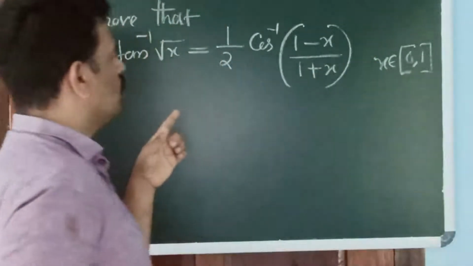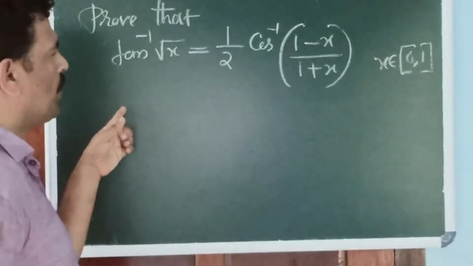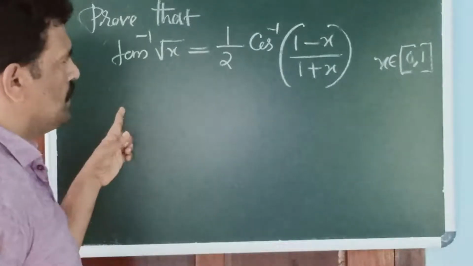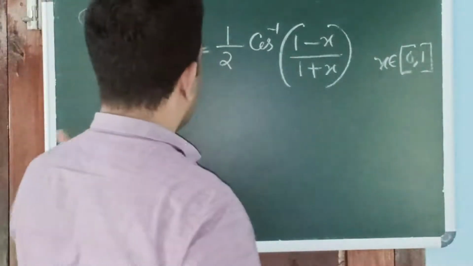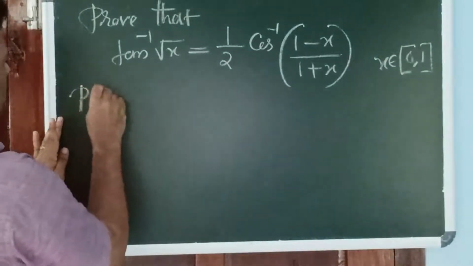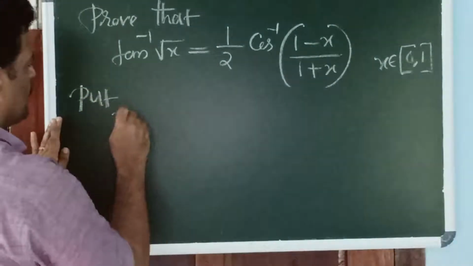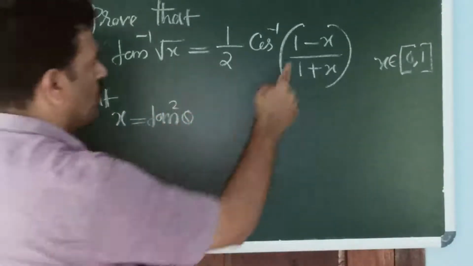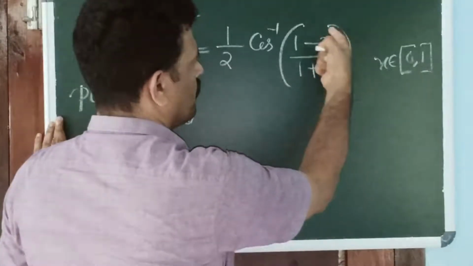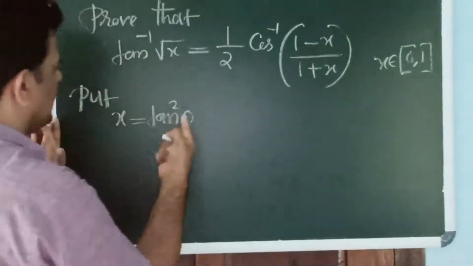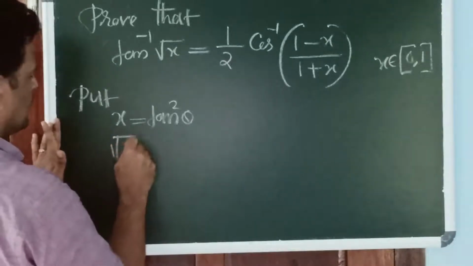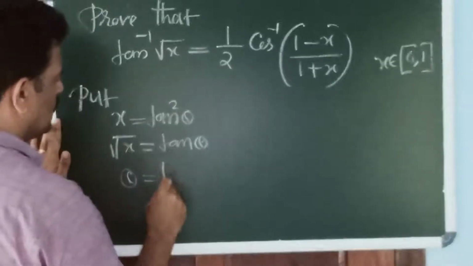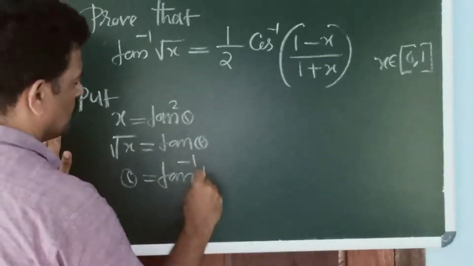We know the formula cos 2 theta is equal to (1 minus tan square theta) divided by (1 plus tan square theta). Compare with this, we can put x equal to tan square theta. Here it is of the form (1 minus x) by (1 plus x), and here we are putting tan square theta. Therefore x is tan square theta, therefore square root of x equal to tan theta. Therefore we can write theta is equal to tan inverse root x.